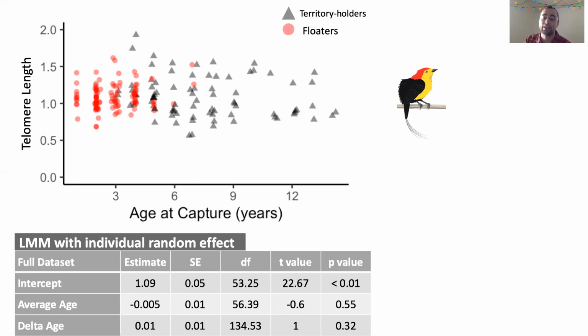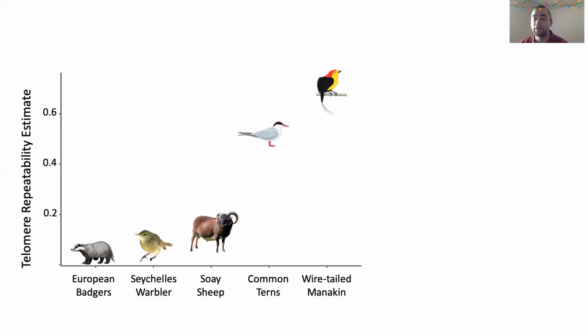Now, another way to look at the stability of telomere lengths is using this repeatability estimate. And repeatability is an intraclass correlation coefficient, technically speaking. What it represents is how correlated an individual's measurements are. In other words, it's the amount of variation that's due to between, as opposed to within individual differences. And so as you can see in this graph, out of the species for which these data are available, wire-tailed manakins exhibit exceptionally stable telomeres.